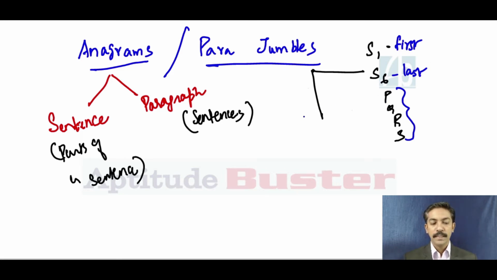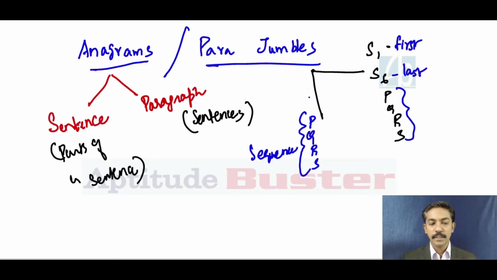This is one format. There is another format where there won't be S1, S6. Simply you will be given 4 different sentences and you will be asked to find a proper sequence. This is very much simple and I assure you, you would love solving these questions. Let's go to the strategies.